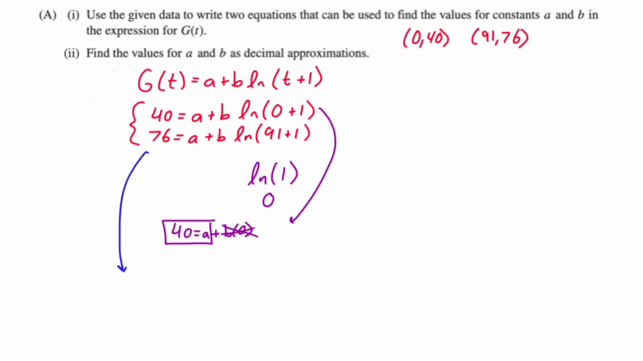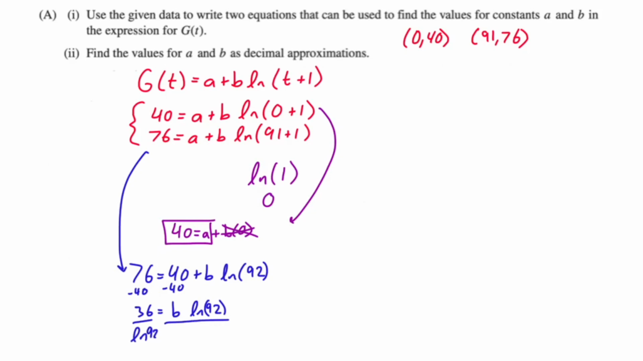So taking the second equation down here, we've got 76 equals 40 plus b times the natural log of 92. And it might be tempting to grab your calculator and type in natural log of 92 and see what that equals. You can if you want, but I'd actually rather that we leave it written like this in the problem for now. We'll calculate everything at the end. But I'm just going to subtract 40, because that's easy to do. So we have 36 equals b times the natural log of 92. And now to solve for b, I just have to divide both sides by the natural log of 92.